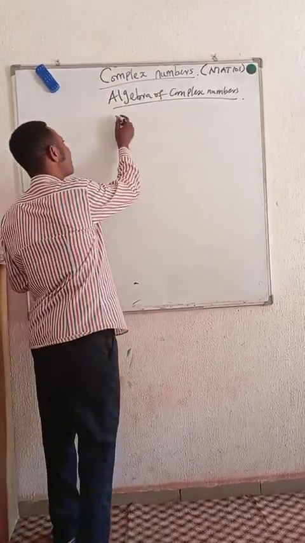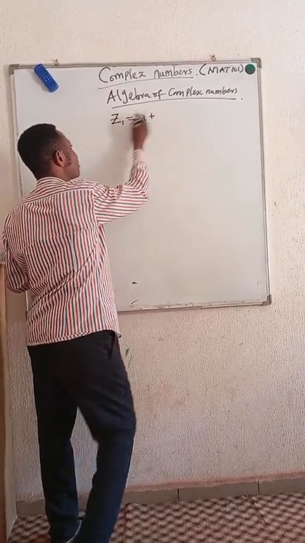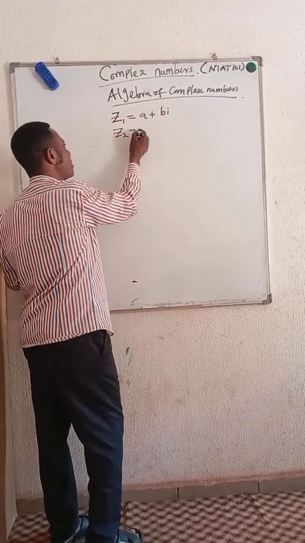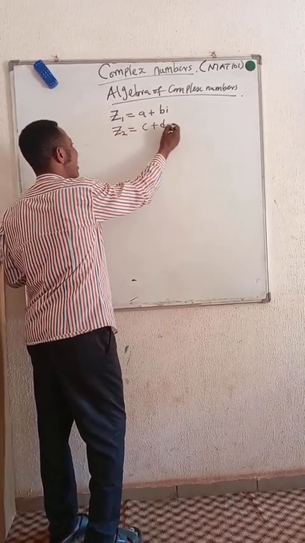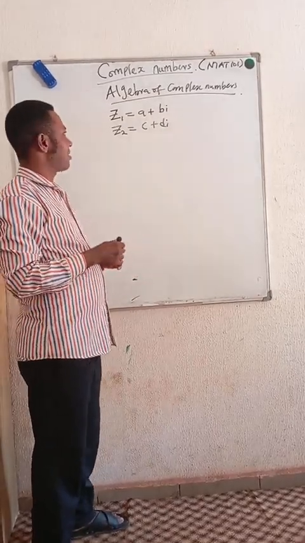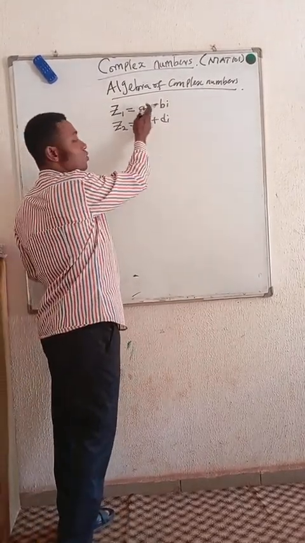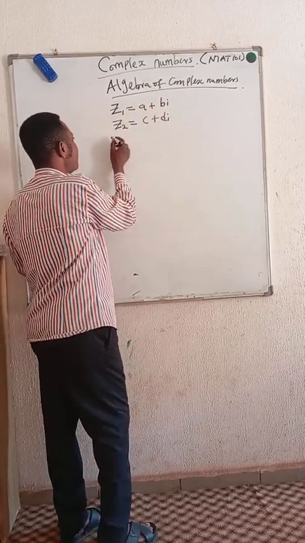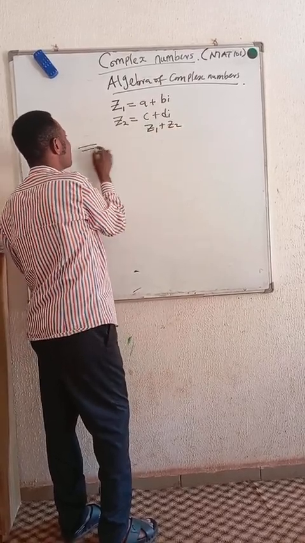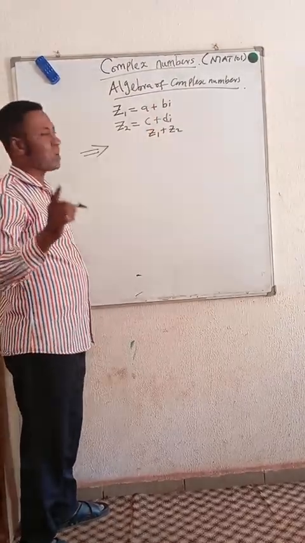For example, when we have two complex numbers like this, z1 equal to a plus bi, and the second complex number z2 equal to c plus di. These complex numbers are generic in nature, because we are not using numeric values. Now, we want to find z1 plus z2. What are we going to do? To find z1 plus z2, let's add the two complex numbers together.